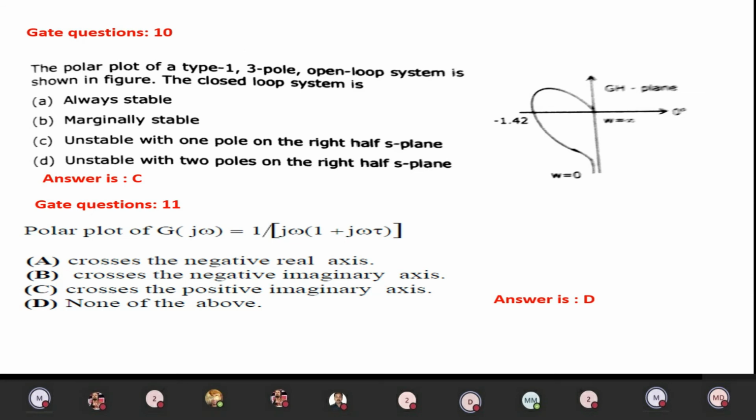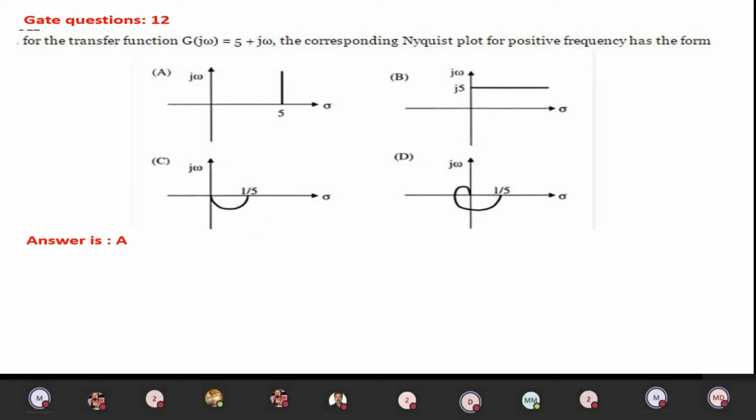Okay, it is a type 1 order 2 system. Therefore it will end in the second quadrant itself. Therefore it will not cross the real axis, it will not cross the imaginary axis, anything. So the correct answer will be option D. And then we can go for the next problem.